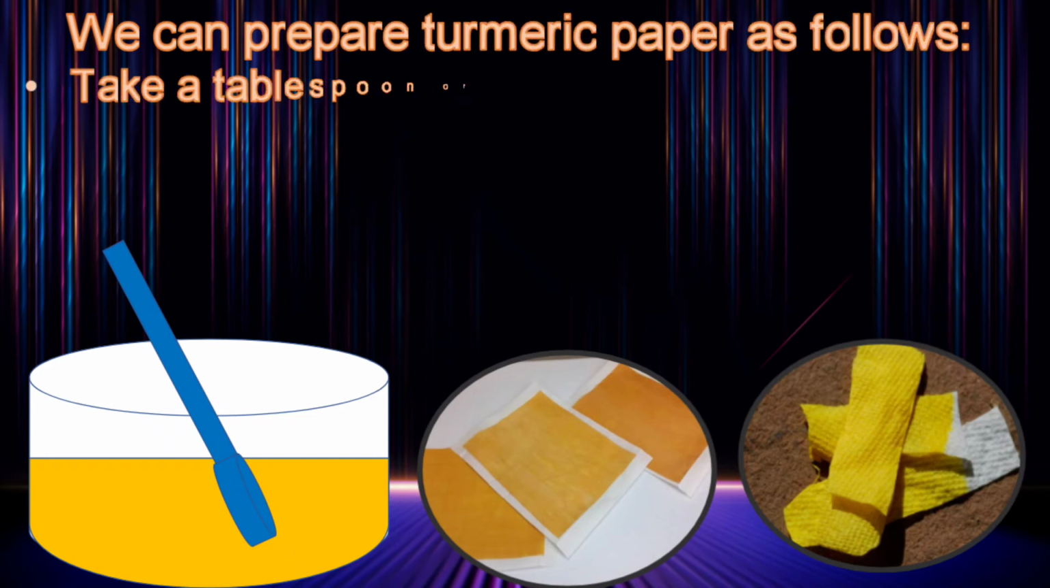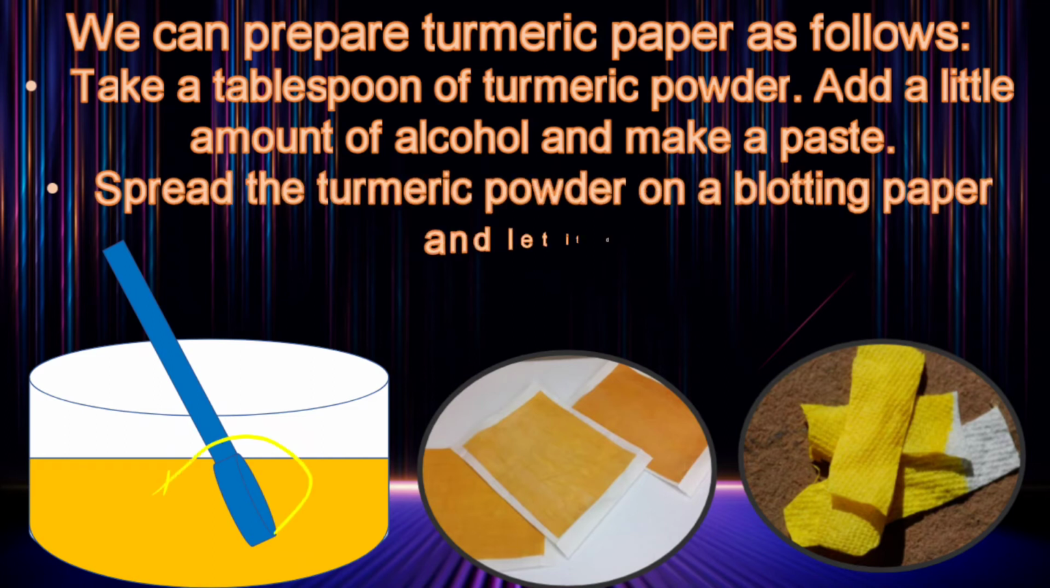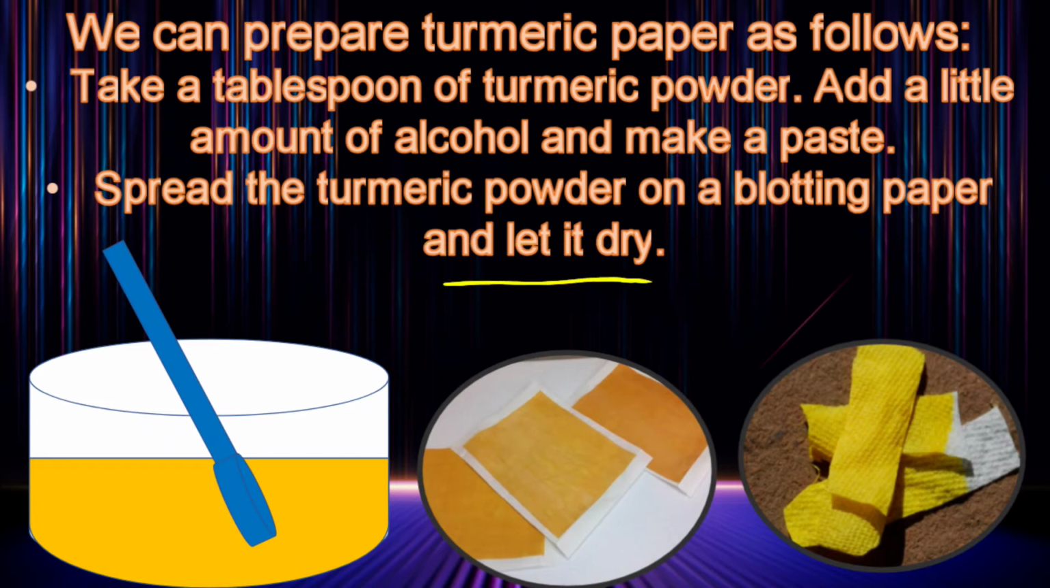We can prepare turmeric paper at home as follows. Take a tablespoon of turmeric and add a little amount of alcohol, or you can add water also, and make a thick paste and spread the turmeric paste on a blotting paper and let it dry. You can take simple paper also, and spread it on it with the help of a brush or anything you can take. Cotton also you can take, and you can make strips also like this.